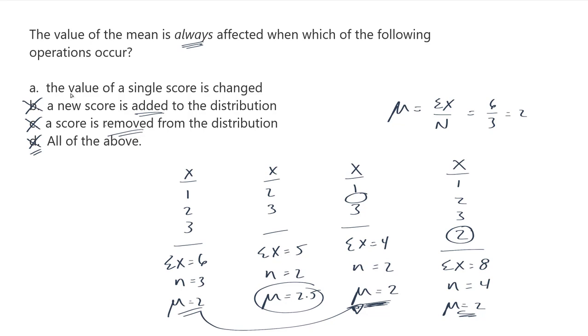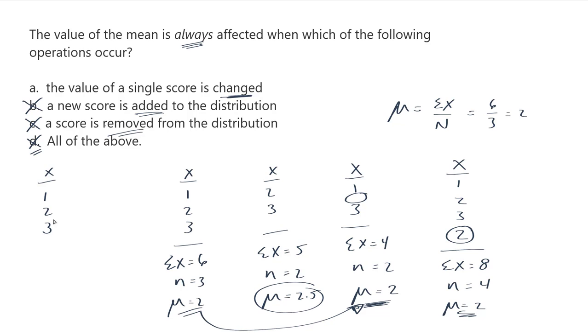The answer instead is when the value of a single score is changed. That doesn't mean added or removed. It means I change an actual value. There's no way that I could change one and only one of these scores and somehow still get the mean equal to 2. I could change 2 scores. I could make this one a 2 and this one a 1. That would give me the same result. I could change all 3 of these scores and still get an average of 2.